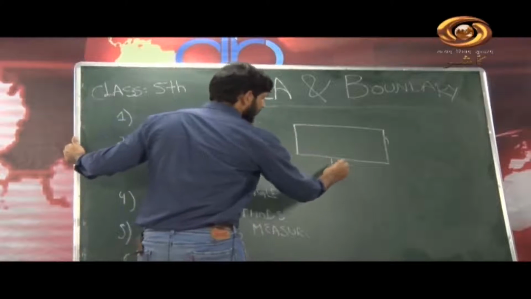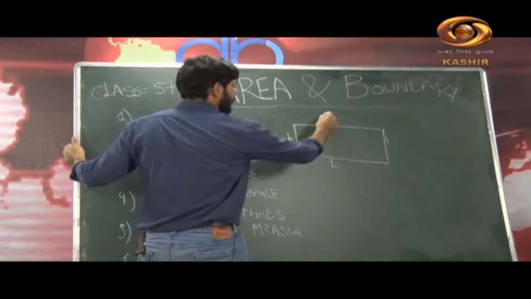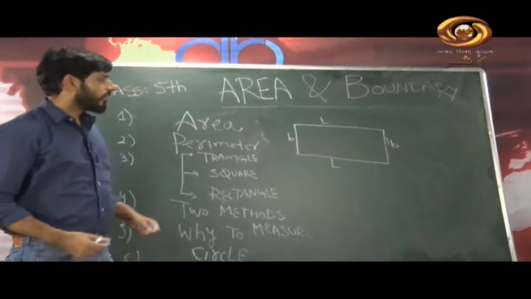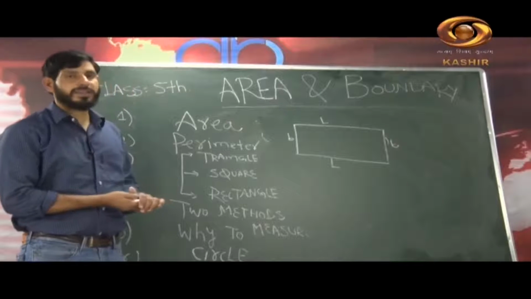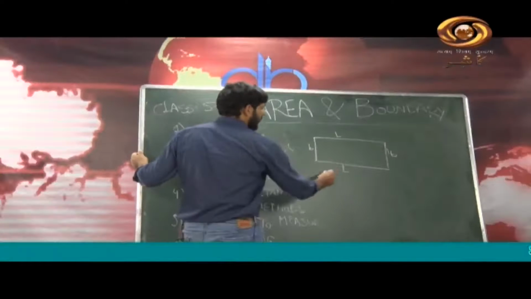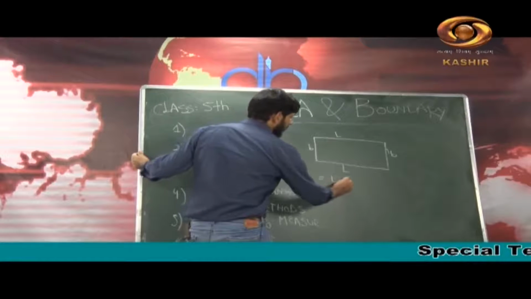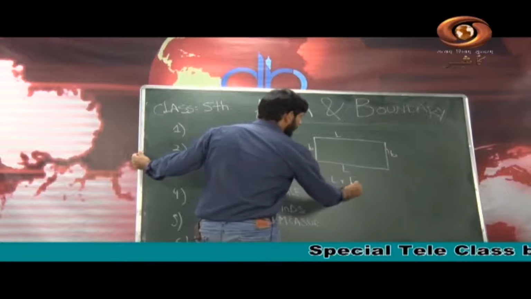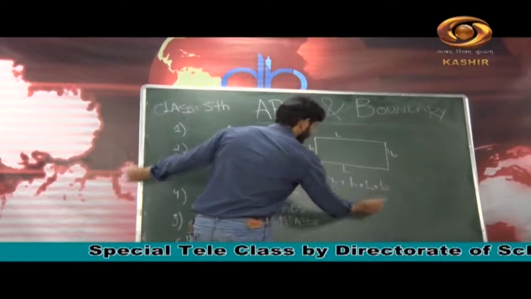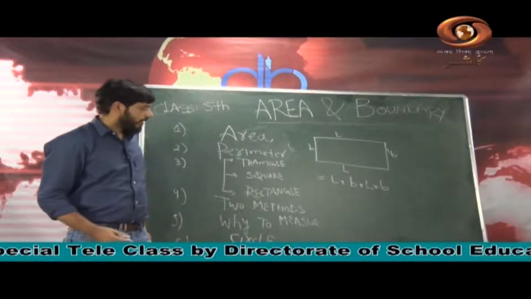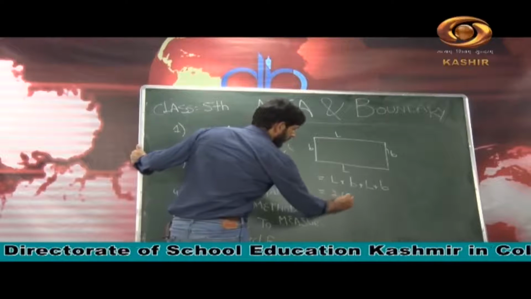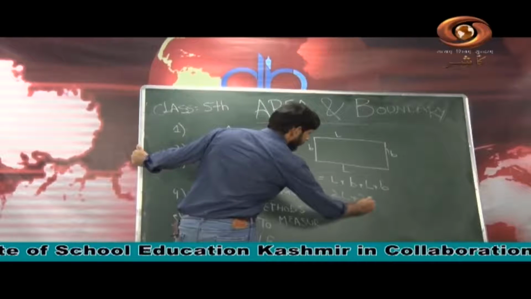Let this be L, this be B. So this will be L again and this will be B again. In calculating its perimeter, that is the perimeter of a rectangle, we'll be adding all the sides, that is, we'll be adding this L, this B, this L and this B again, and it will sum up to L plus L is 2L, and from here it is 2B.